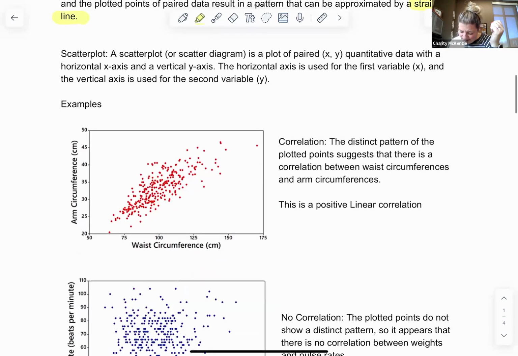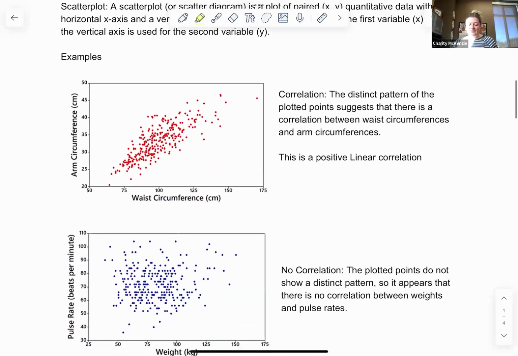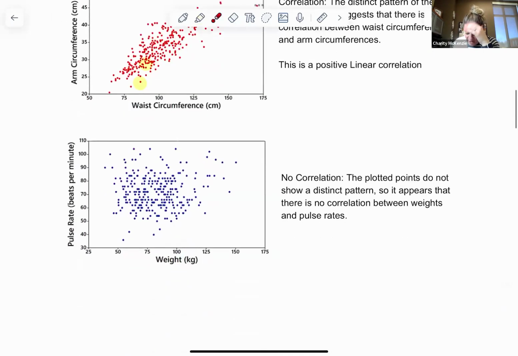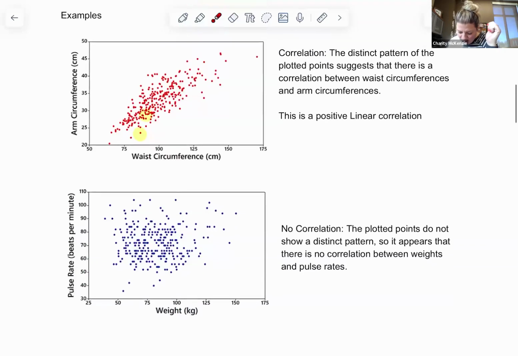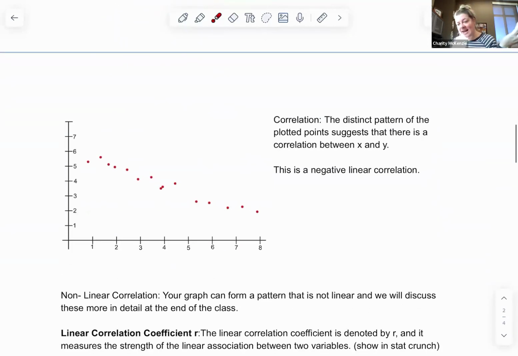Right, and here's my example of my scatter plot. So this first one has a positive relationship. As the waist gets bigger, so does the arm. Each dot here, as this one gets bigger, it goes up higher. Then the dots could be crazy all over, and we could say no relationship, no correlation. Or we could have a negative, and this one forms a really good line. So this is a really good linear correlation in the negative. As you get bigger here, you're going down here.